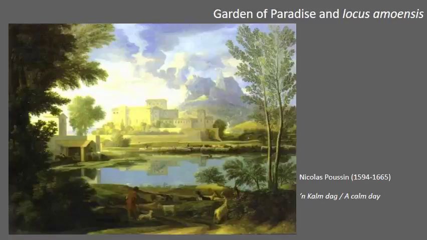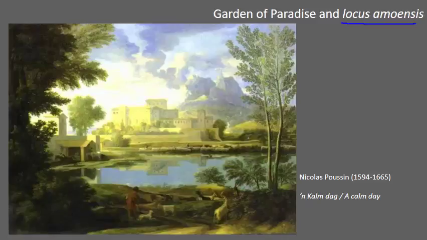Now, okay, this is a wonderful painting by Nicolas Poussin, A Calm Day. You see there at the top, it speaks here about the Locus Amoenus. Locus means place. Locus is a place. And then Locus Amoenus, that's Latin. It's a Latin phrase. It means a pleasant place.